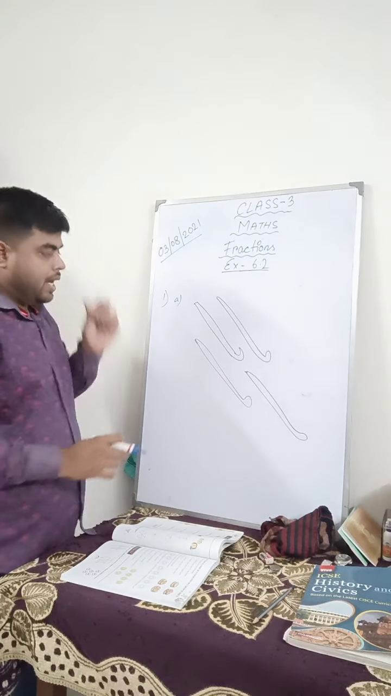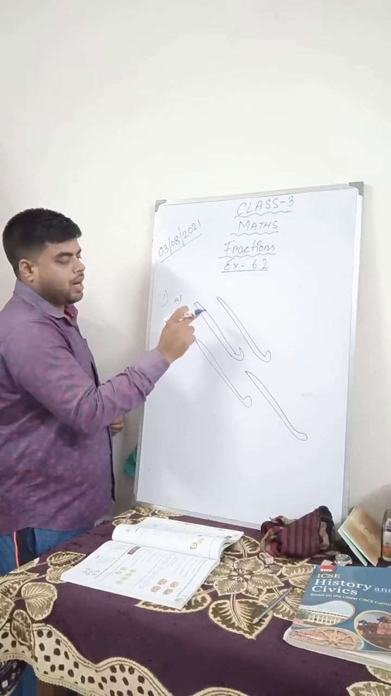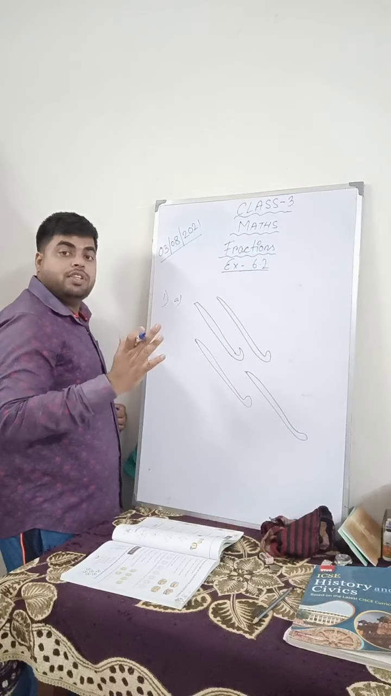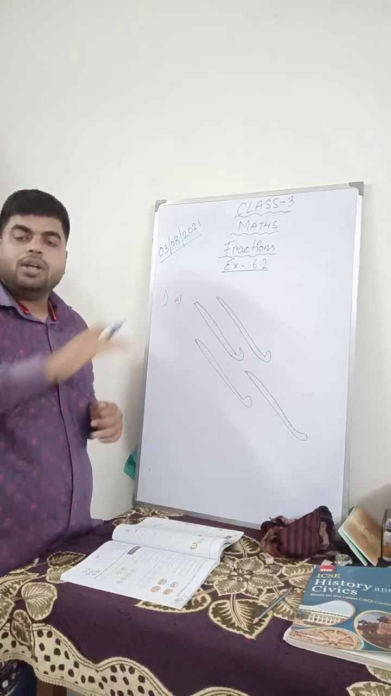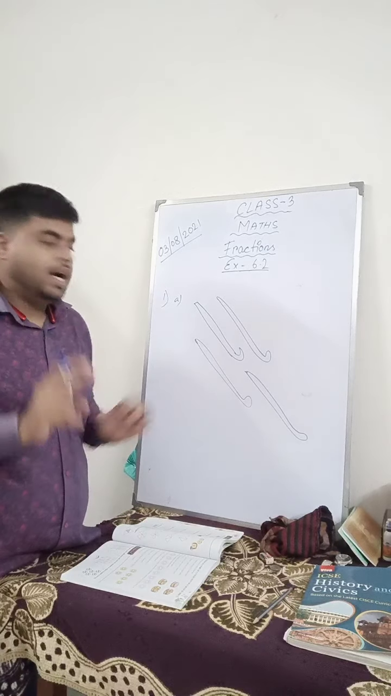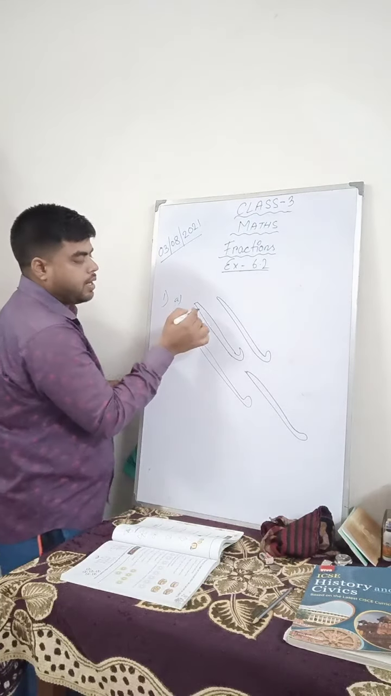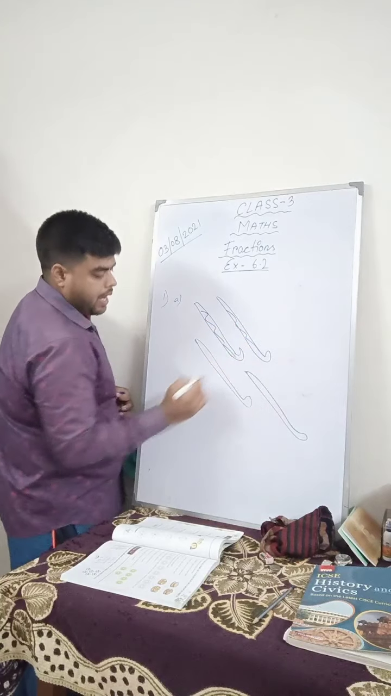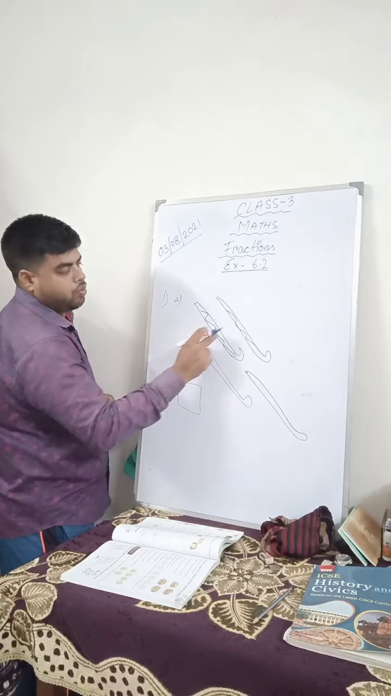This is the hockey stick, and how many are there? There are 4. So you count 1, 2, 3, 4, and out of these 4, half means what? Half of 4 is 2. So you shade any 2, and in the box you write how many you have shaded, 1 and 2.